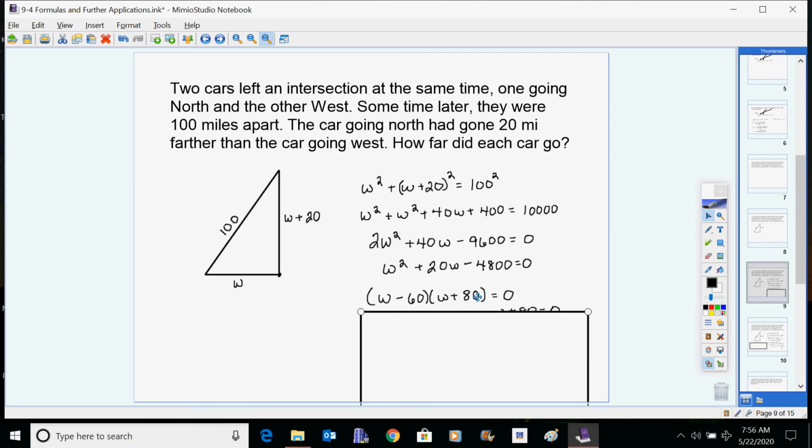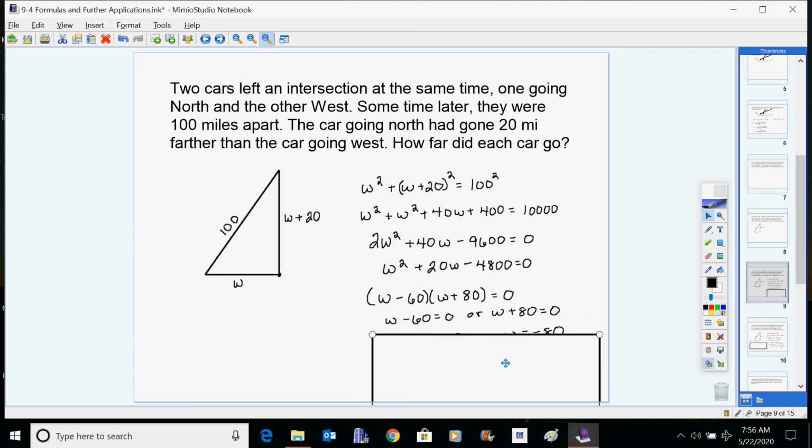If you use quadratic formula, that's fine. It's just going to be probably more work. So if you can see something that factors easily, do that. So w minus 60 equals 0, or w plus 80 equals 0, which gives you 2 possibilities. Either the car that was going west went 60 miles, or the car going west went negative 80 miles. But think for a minute, negative 80 miles doesn't make any sense when we're talking about a distance.